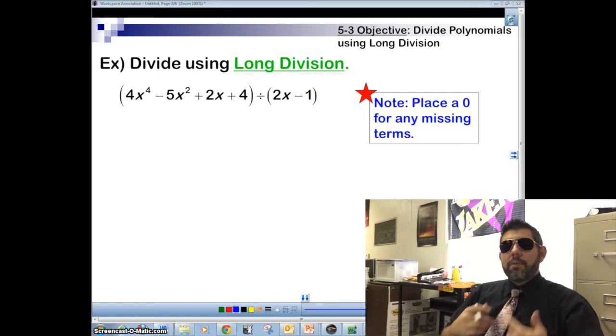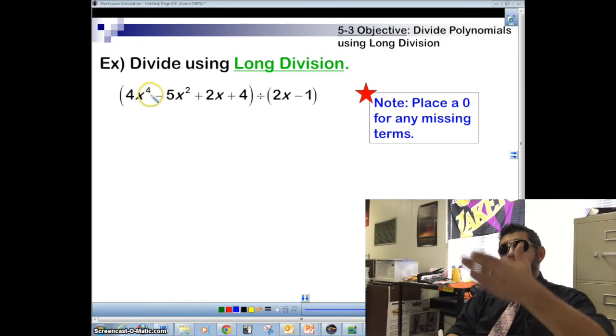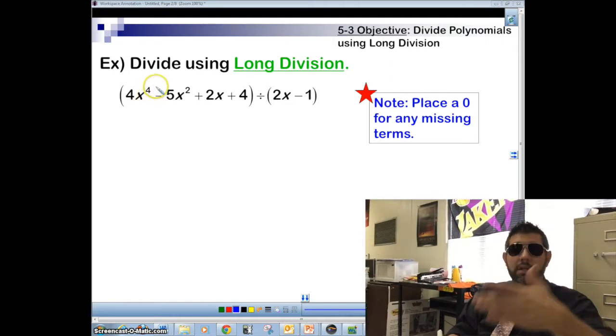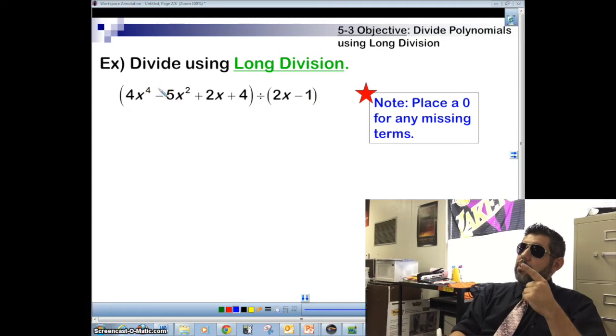All right, so one important thing to remember is that if you don't have a term, so if you see here, I'm missing a term, the powers need to go one at a time. It needs to go 4, then 3, then 2, then 1. They need to go one by one. And if we're missing one right here, we've got to make sure that we put it in as a placeholder. So this is what I mean.